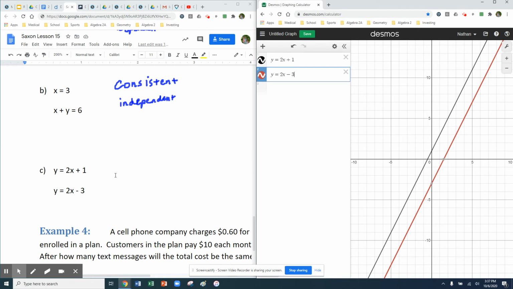Now we have our two lines going parallel. You can tell that by the slopes here. So now we have our first inconsistent system. And there you have it. We've used our visual in Desmos to identify a consistent dependent, a consistent independent, and lastly, an inconsistent system.